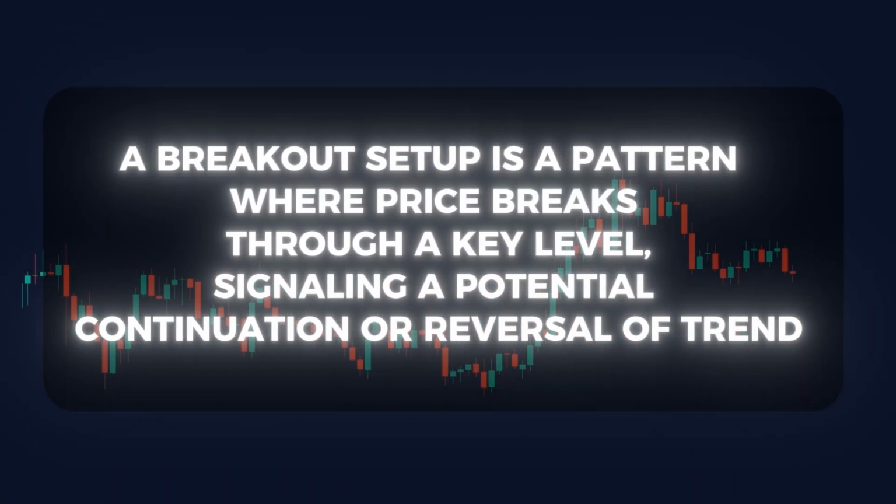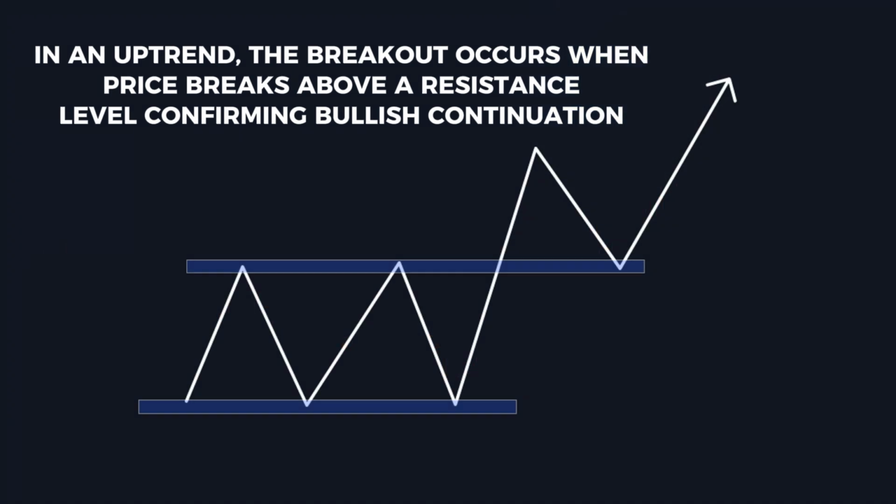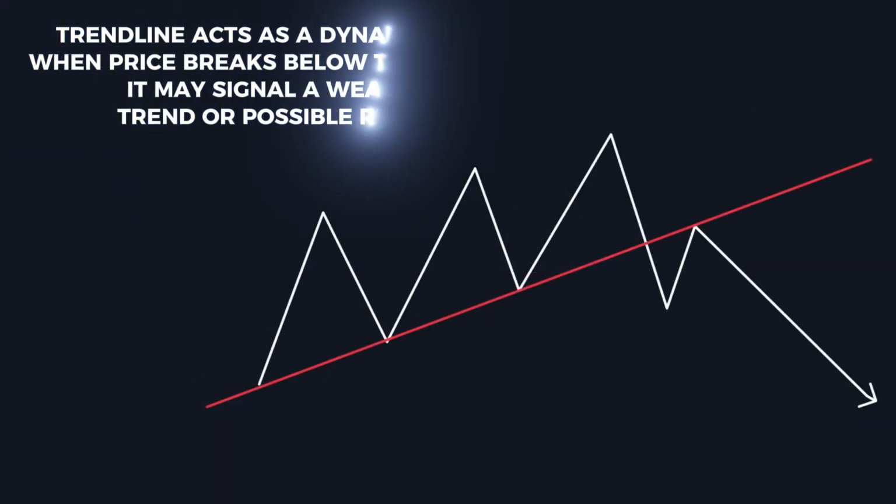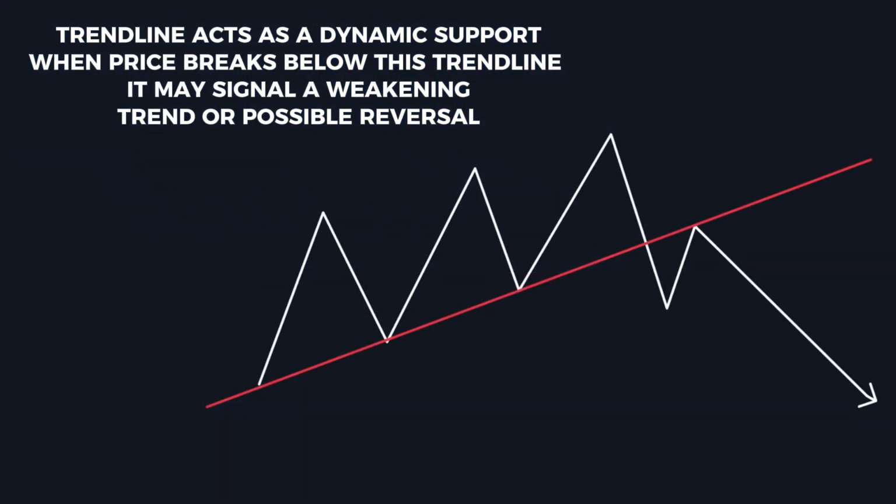A breakout setup is a pattern where price breaks through a key level, signaling a potential continuation or reversal of trend. In an uptrend, the breakout occurs when price breaks above a resistance level, confirming bullish continuation. In a trendline breakout, the trendline acts as a dynamic support. When price breaks below this trendline, it may signal a weakening trend or possible reversal.